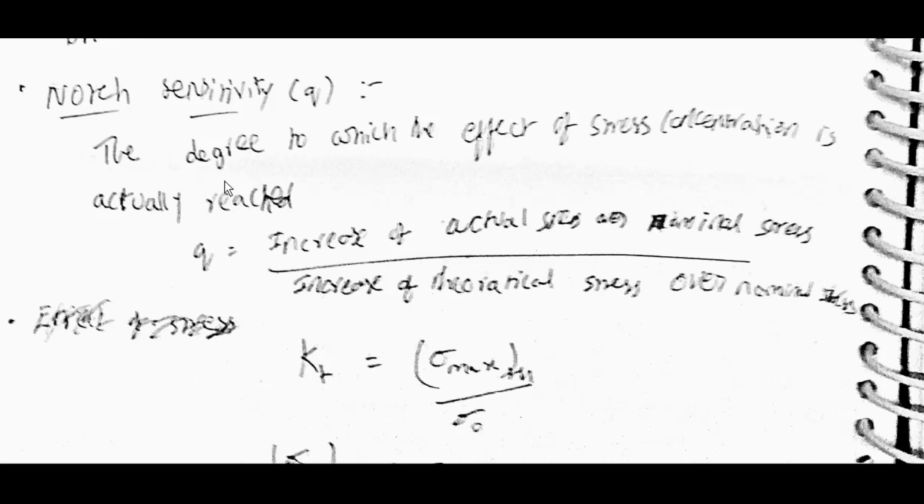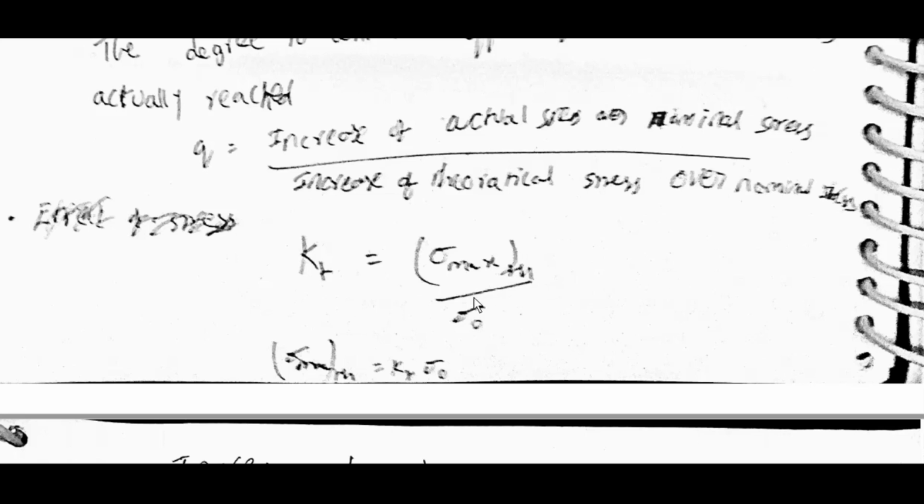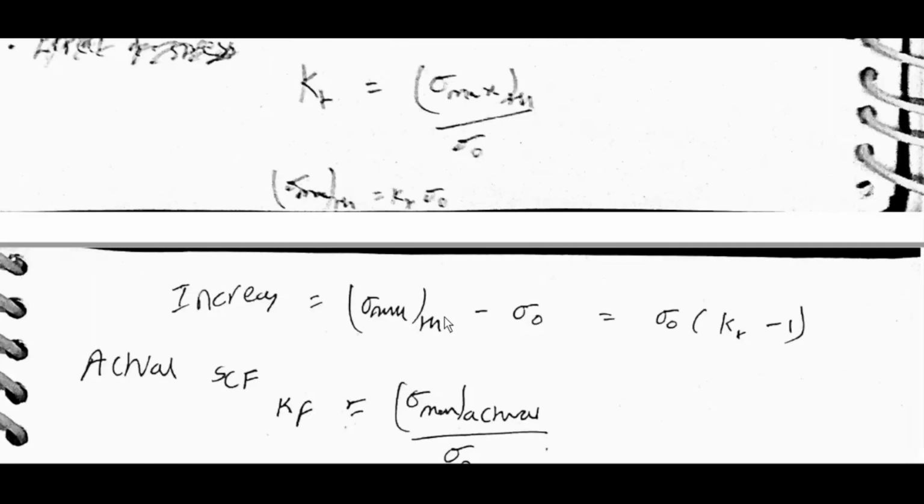Notch sensitivity Q is the degree to which the effect of stress concentration is actually reached. Q is equal to the increase of actual stress over nominal stress, divided by the increase of theoretical stress over nominal stress. KT is equal to sigma max by sigma naught. Sigma max theoretical is equal to KT into sigma naught. Increase is equal to sigma max theoretical minus sigma naught, which is equal to sigma naught into (KT minus 1).